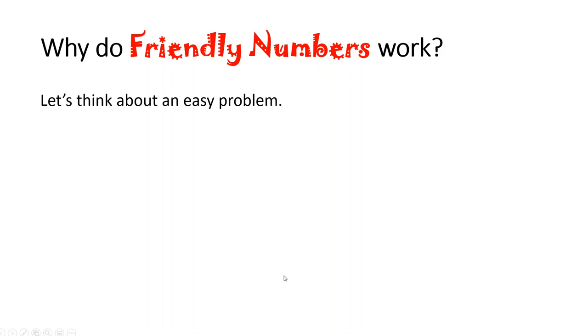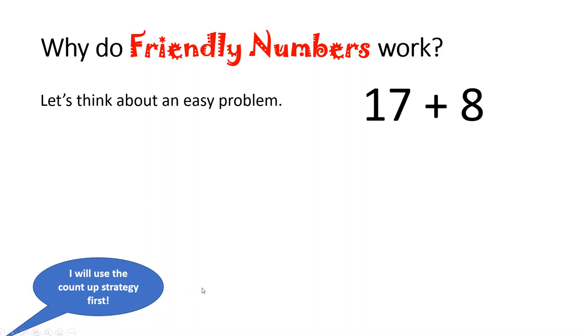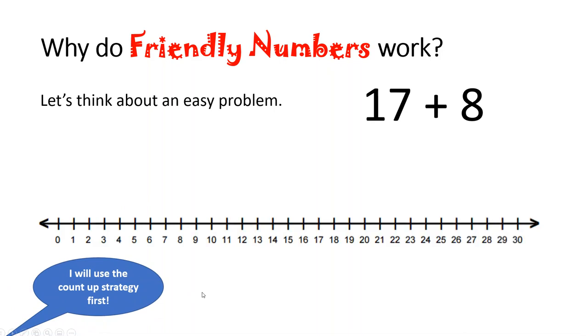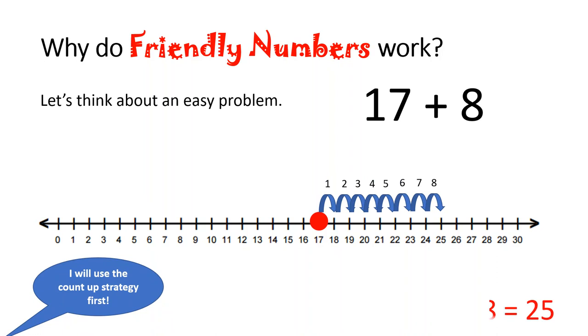Why do friendly numbers work? So we're going to go way back, start with easy, and then we're going to work up to really hard numbers, which is why these strategies are really cool because they work with big numbers. So if I think about an easy problem, like 17 plus 8, we learned that in 1st grade. I could first use the count up strategy. So you would have started at 17 and counted up 8 little spots on the number line, and you would have found out the answer is 25. That is one way you could have solved the problem.